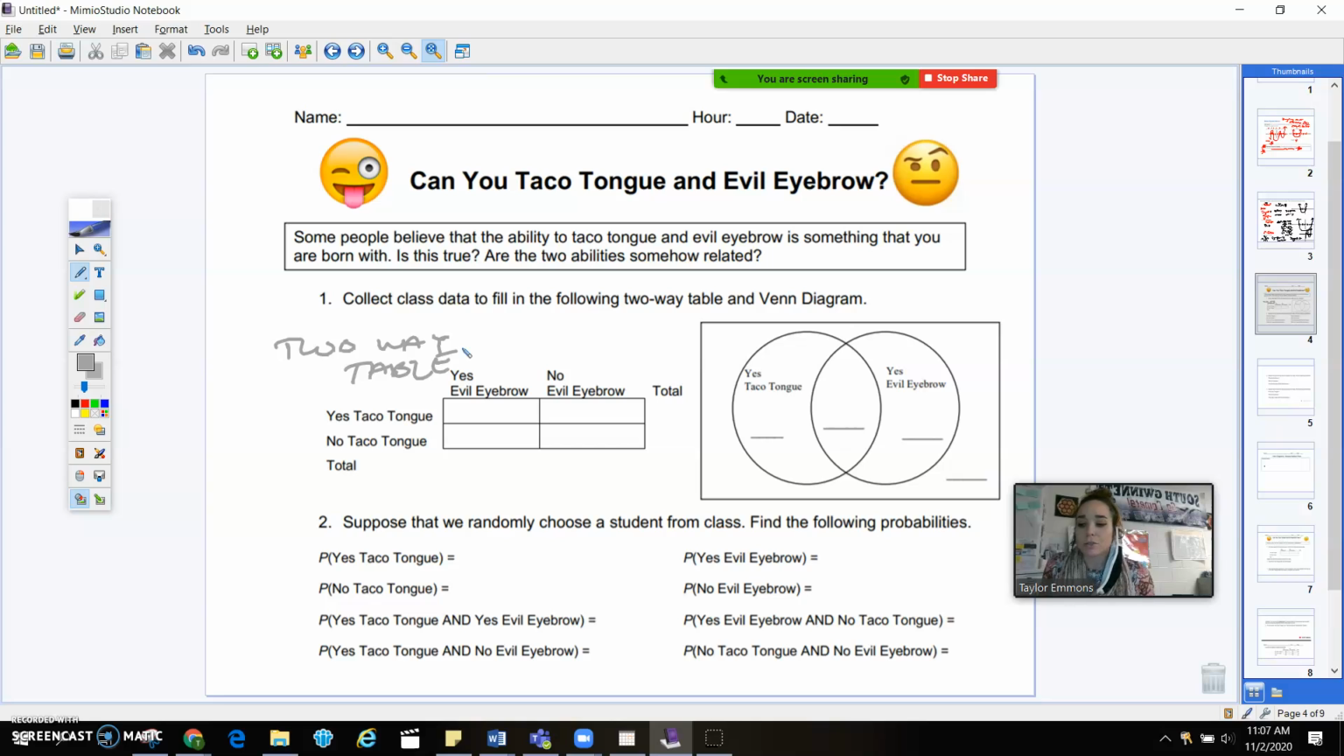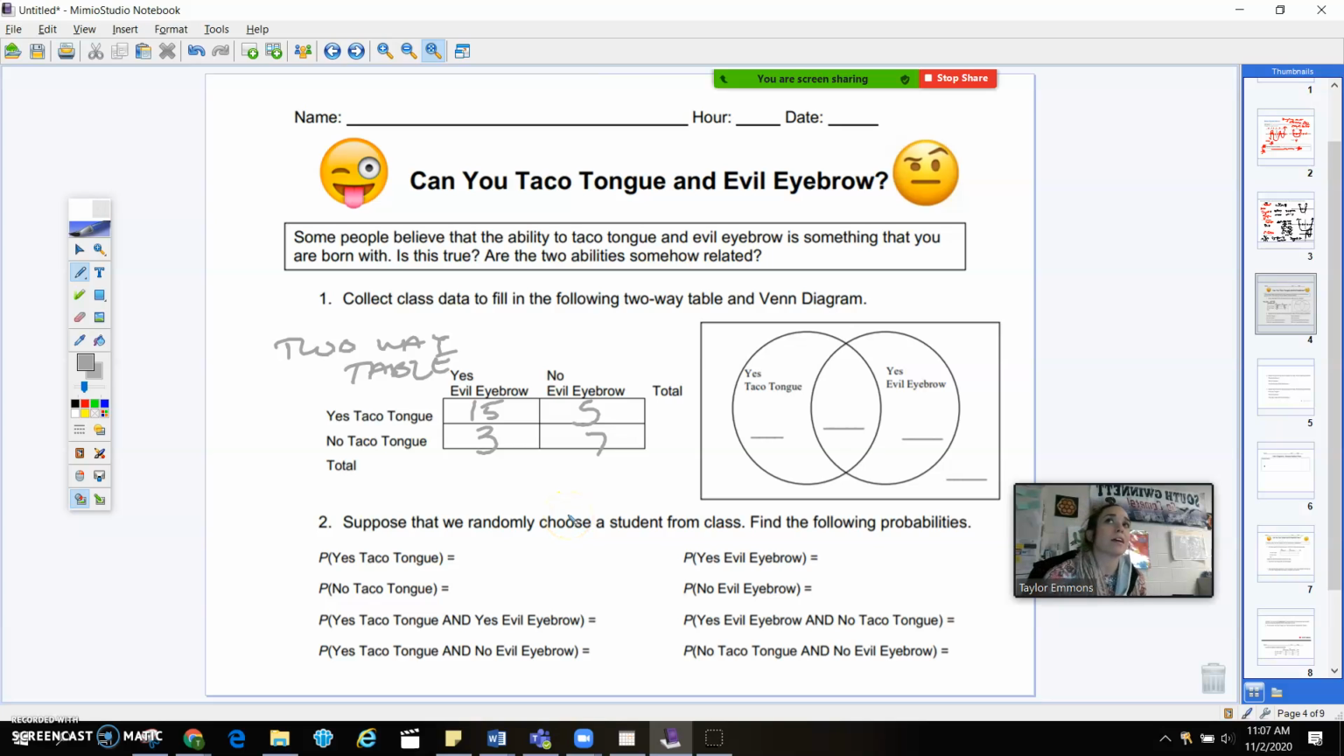So the data that we're going to use is that we have 15 people who can do the evil eyebrow and can taco tongue. There are 3 people who can evil eyebrow and not taco tongue. And there are 5 people who can taco tongue but not evil eyebrow. And there are 7 that can't do either.